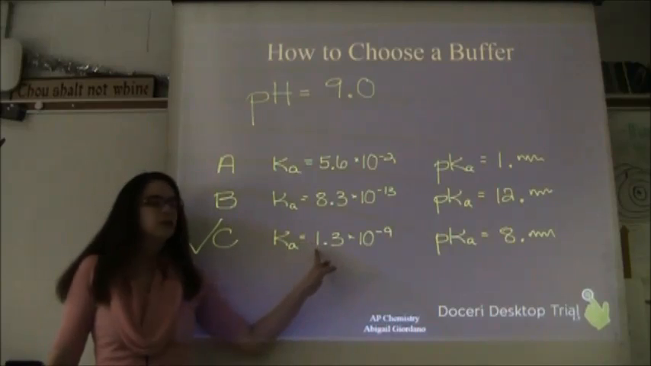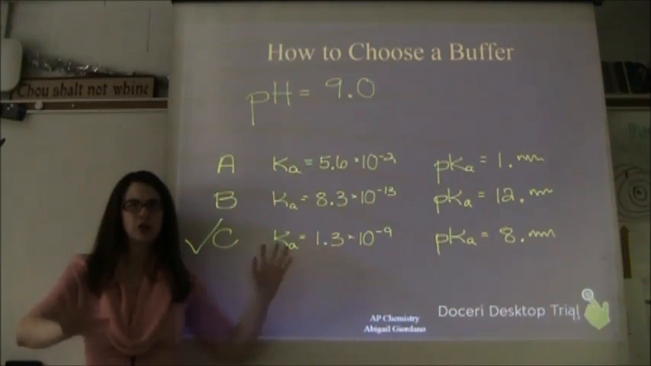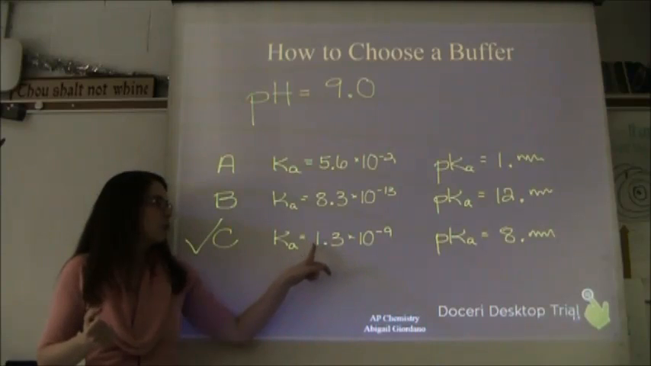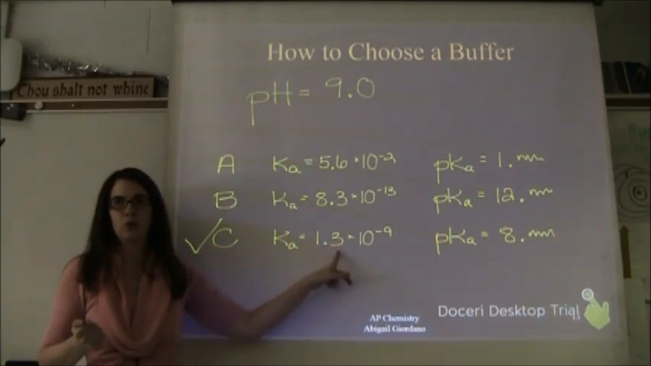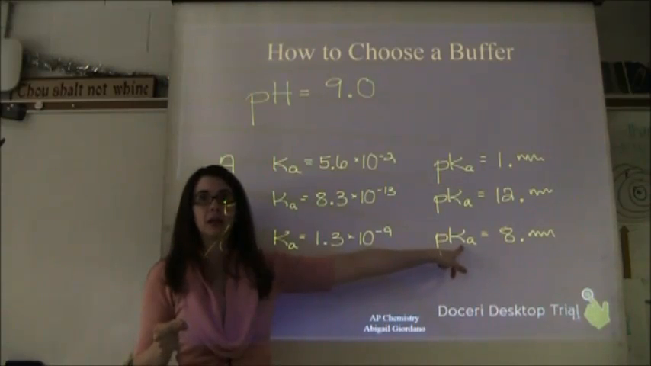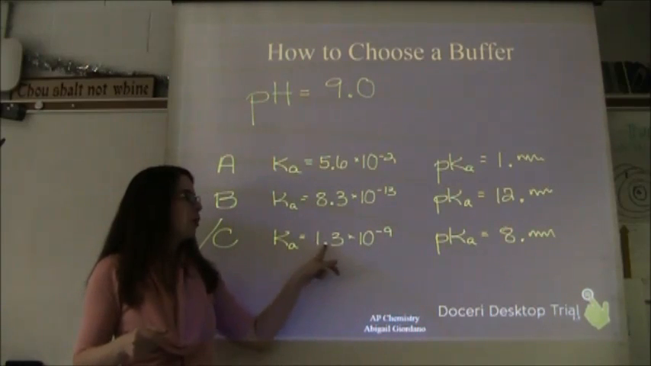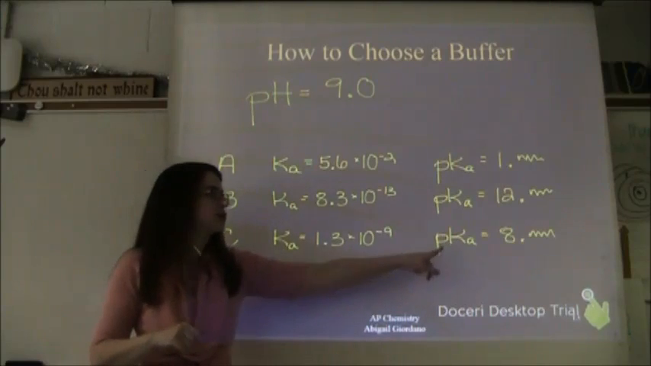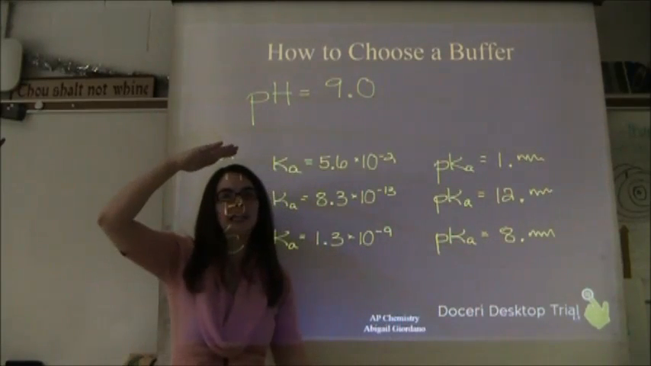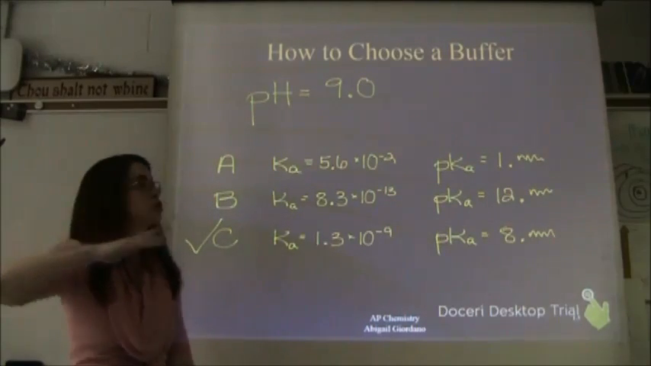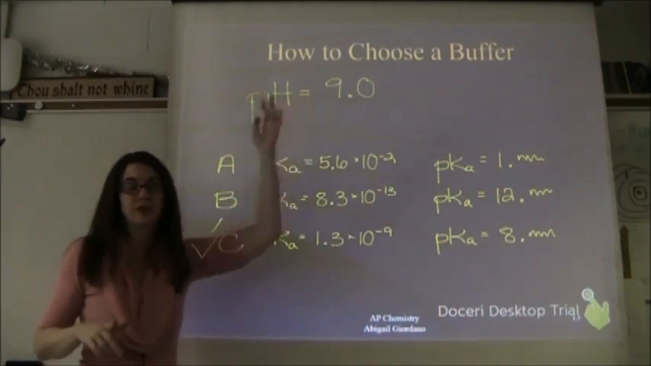Now, let's go over this just one more time. I want to make sure that you're a good estimator. If this was 1.0 times 10 to the negative ninth, what would this be? 9. Well, this is just 1.3. That's just a little bit above 1.0, so this is going to be just a little bit below 9, which is good because I want a pH of 9. Okay.